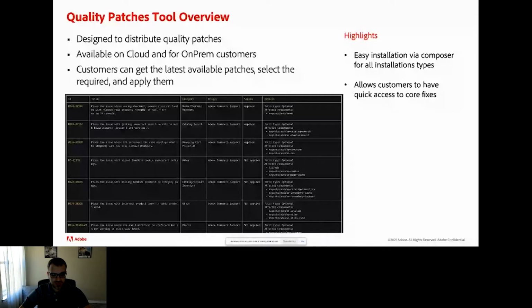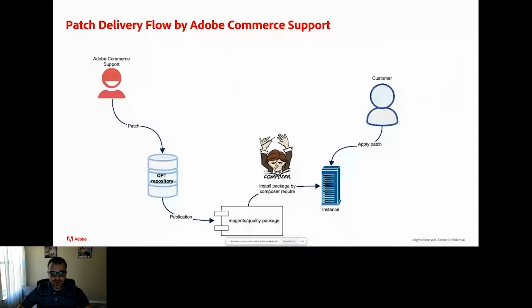By using this tool, customers can get all the patches as soon as possible, and using the cloud environments, it's pretty easy to do that. You just need to specify the patch ID in the deployment config, and they will be applied during the next deployment procedure. Let's take a look at how patches are distributed via the quality patches tool.